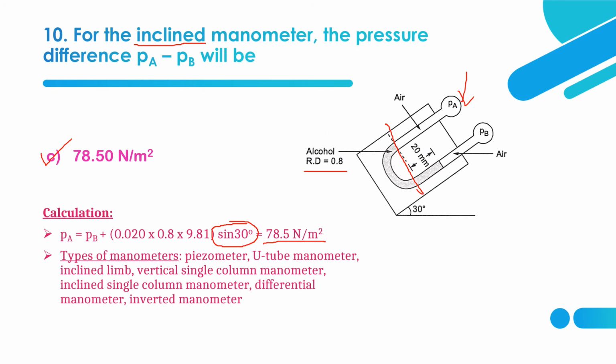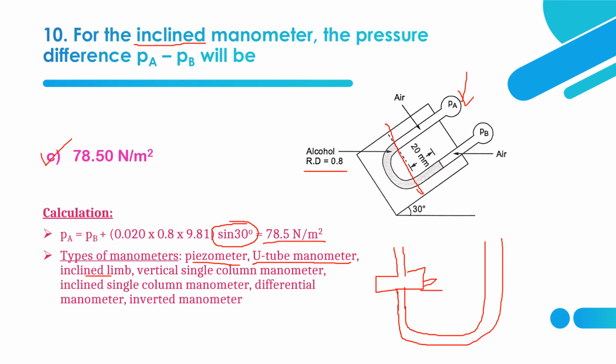So this is the basic manometric problem. We have to proceed like this only. And there are many types of manometers. For example, the piezometer, which is the simplest manometer, and after that the U-tube manometer, and after that the inclined limb, and vertical single column manometer. What is that? A reservoir is there in the manometer, so that a minor change in the pressure can be calculated by using the del H value. This is the purpose of a vertical single column manometer.